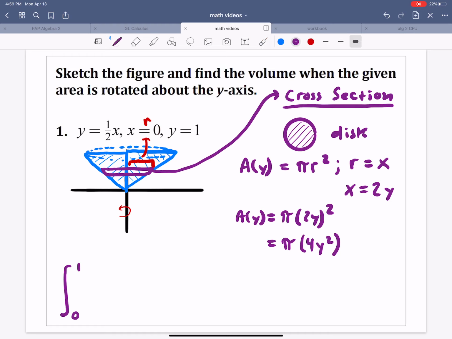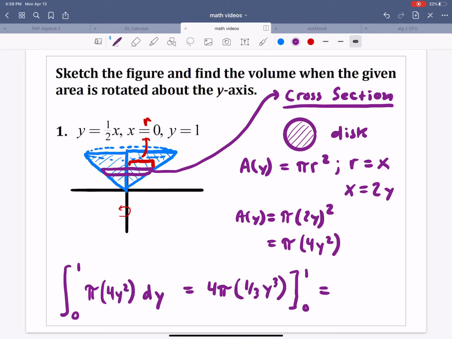Okay, so we're going to integrate this. So we have pi times 4y squared, and we're going to integrate with respect to y. That's another change from the last lesson. Remember, we're going to integrate with respect to y. So easy integral to figure out. This is going to be 4 pi times 1/3 y cubed, and we're going to evaluate that from 0 to 1.